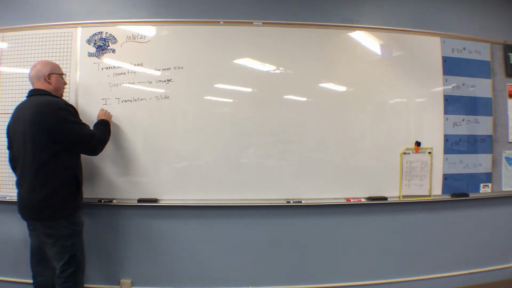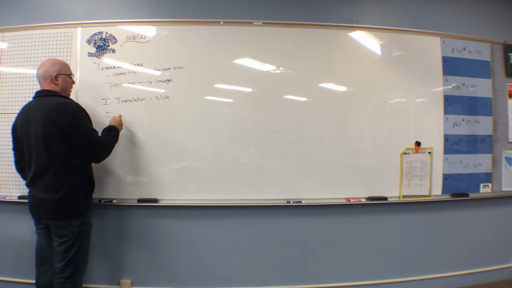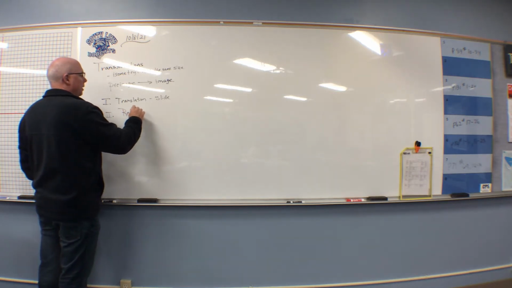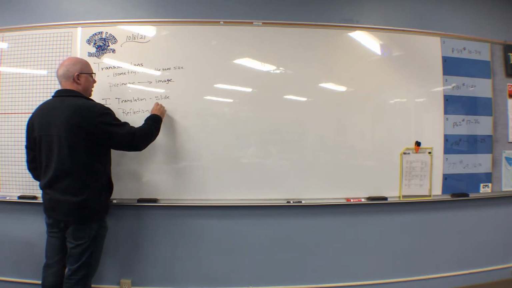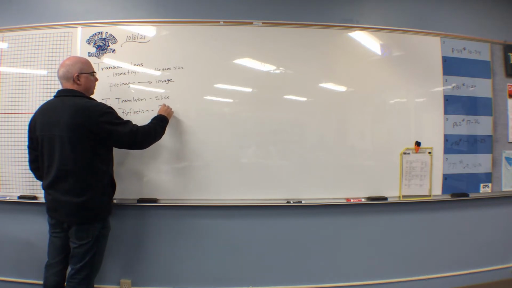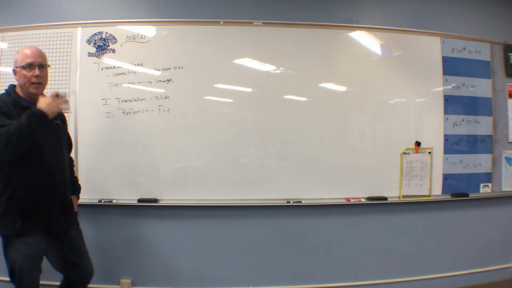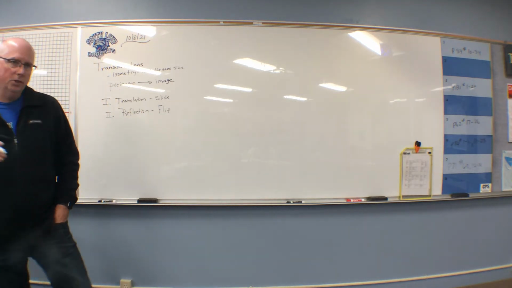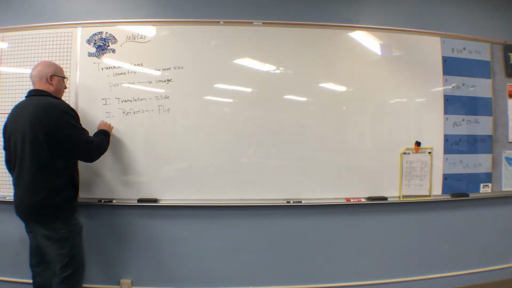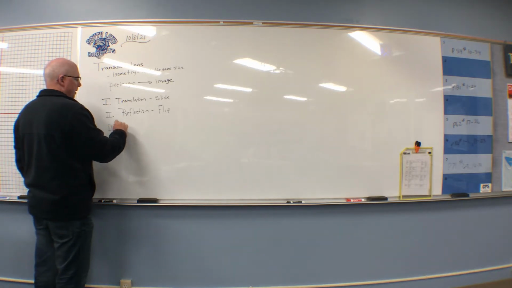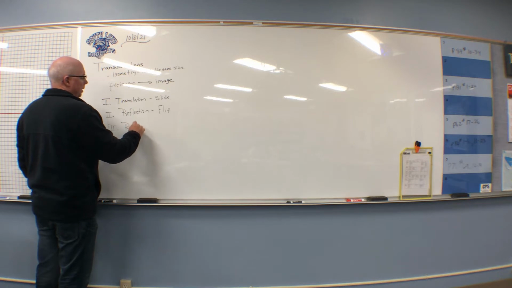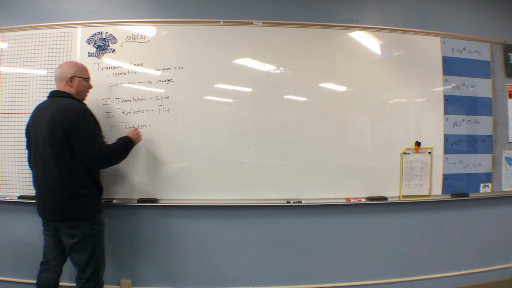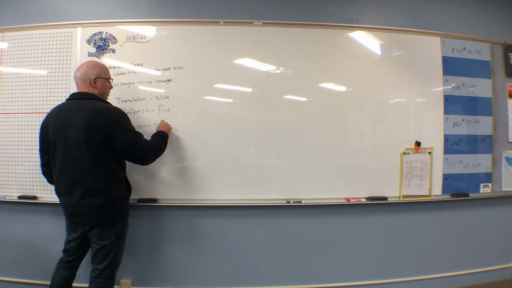The second one is called a reflection. A reflection is a little different. It is a flip. So even though it has the same size, its orientation is the opposite. And I'll show you that in a minute. And the third one is a rotation. It's the hardest to remember, sometimes the hardest to recognize. But this is a turn.